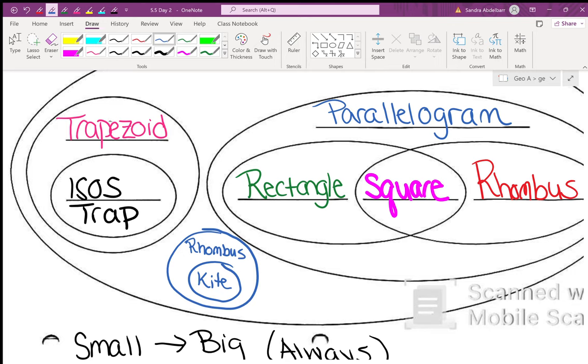What about a kite can be a square, always, sometimes, or never? Sometimes, right? Because a rhombus is sometimes a square. Do we see this now? Okay.